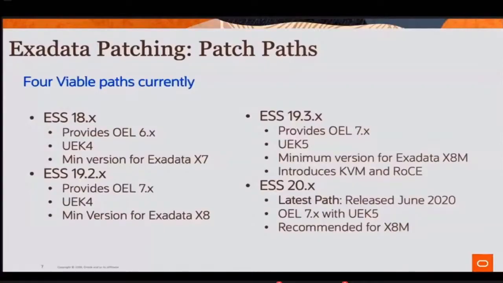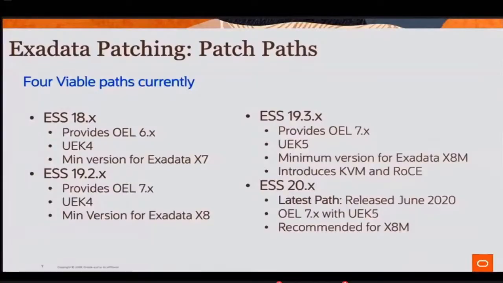I had this one customer recently ask me if they upgrade to 19.3 on an X7, would they be able to make use of KVM or RoCE? The answer to that is a clear no. KVM and RoCE are available on Exadata X8M and above only. If you upgrade to 19.3 or above on an older Exadata other than X8M, you will still be running Xen and InfiniBand and not KVM or RoCE.